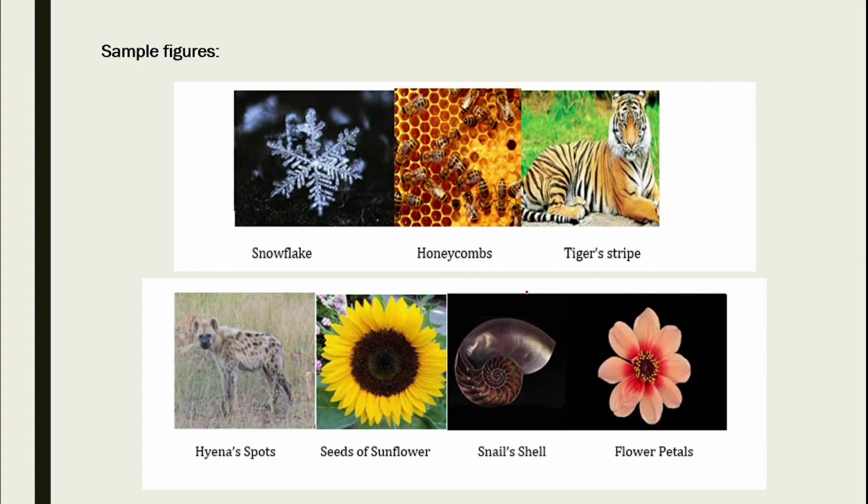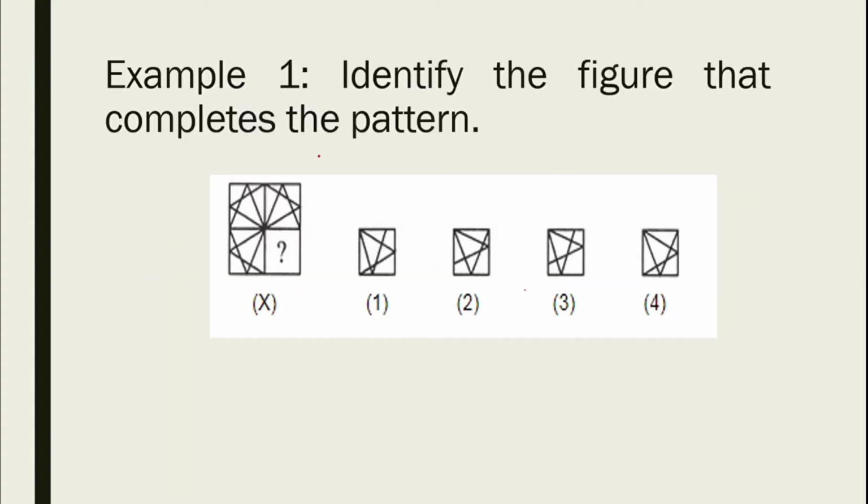Alright, so we have here an example. Now, example number one: identify the figure that completes the pattern. We have here the choices 1, 2, 3, and 4. If we are going to illustrate this, we have here the figure. The best thing that we're going to do is eliminate some of the choices here.